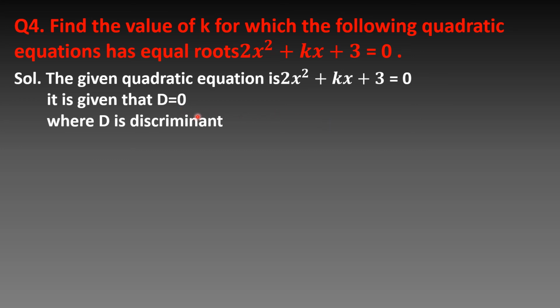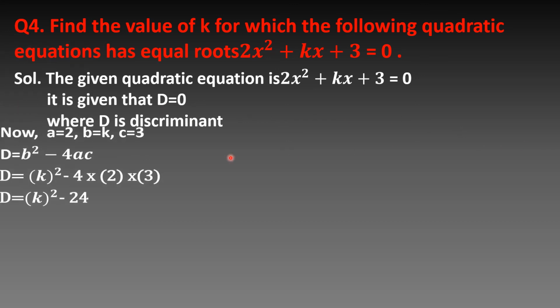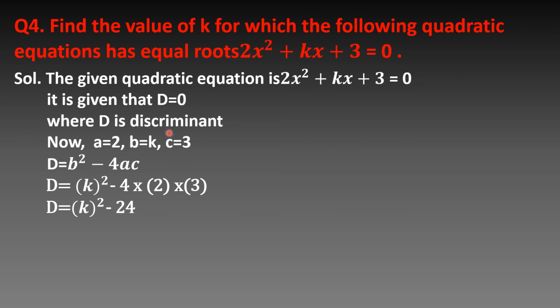Now let us try to find the value of D. Here we compare the standard quadratic equation with the given quadratic equation. Here we get the values of a, b, c. As we know, our discriminant is given by D equals b square minus 4ac. We put all the values of a, b, c in b square minus 4ac. Here we get D equals k square minus 24.